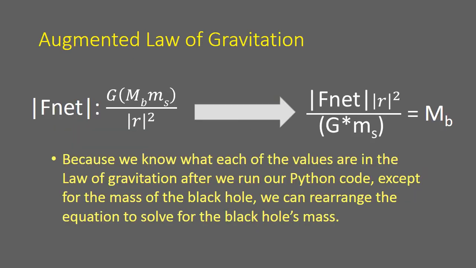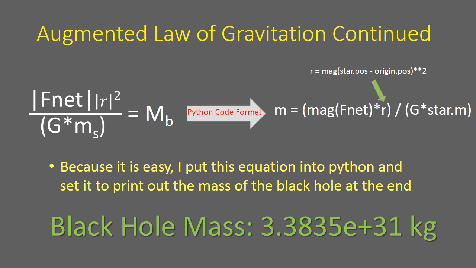Here we'll use an augmented law of gravitation because we know what each of the values are in the law of gravitation after we run our Python code, except for the mass of the black hole. Therefore, we can rearrange the equation to solve for the black hole's mass. Although we can solve for the mass of the black hole on paper, it's easier for the computer to do it for us. So we put the law of gravitation in code format, and we let it print it out at the end. And we found the mass of the black hole is 3.3835 times 10 to the 31 kilograms.